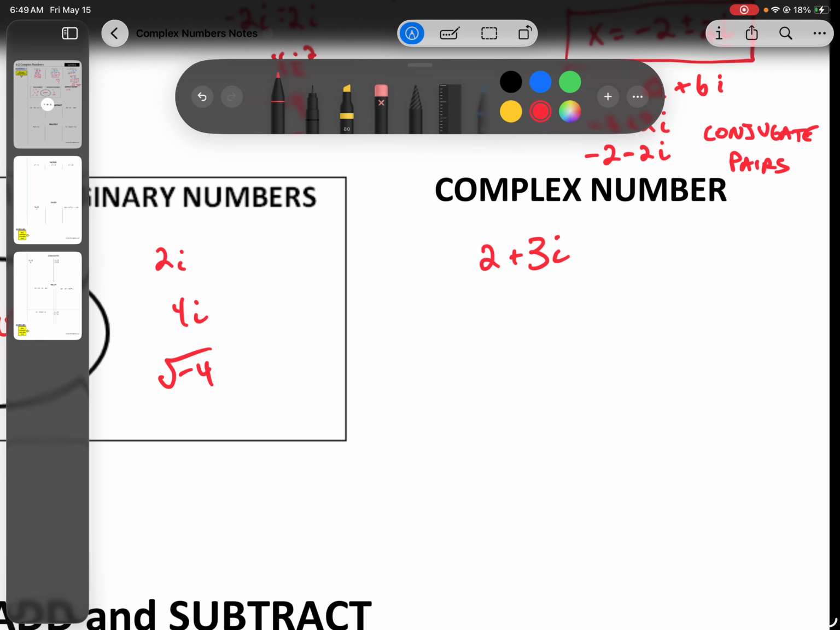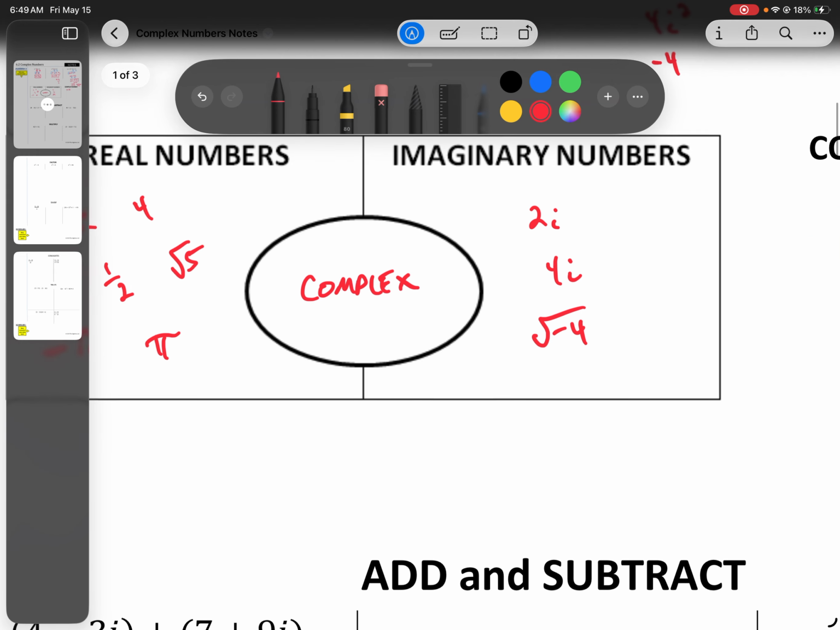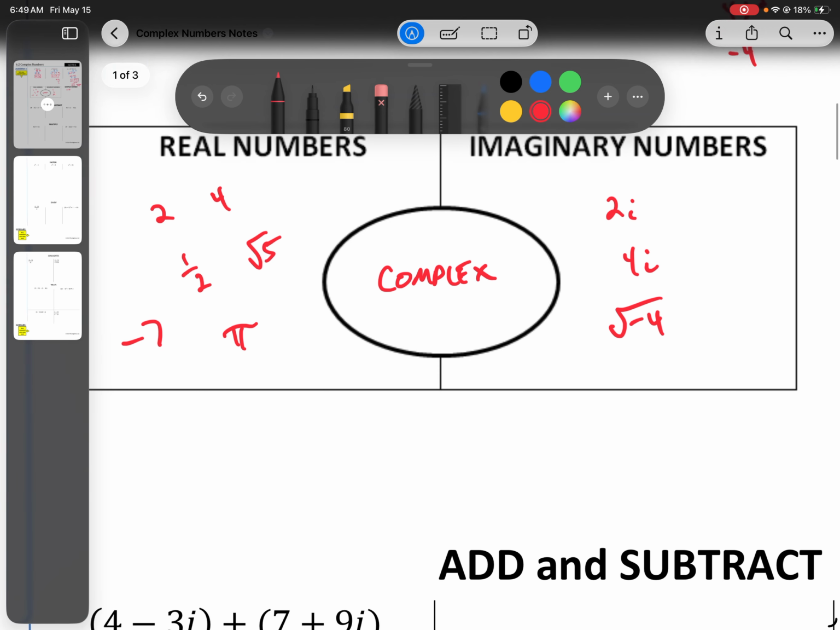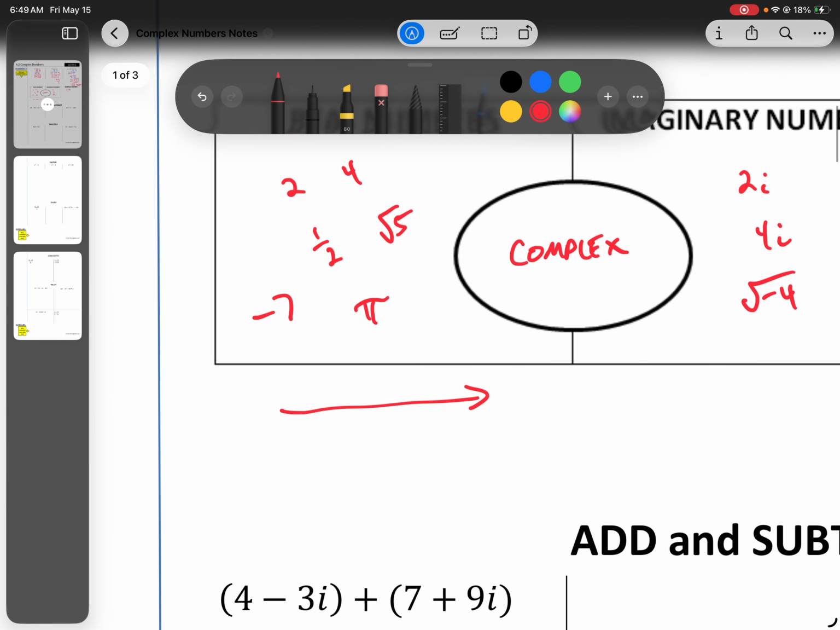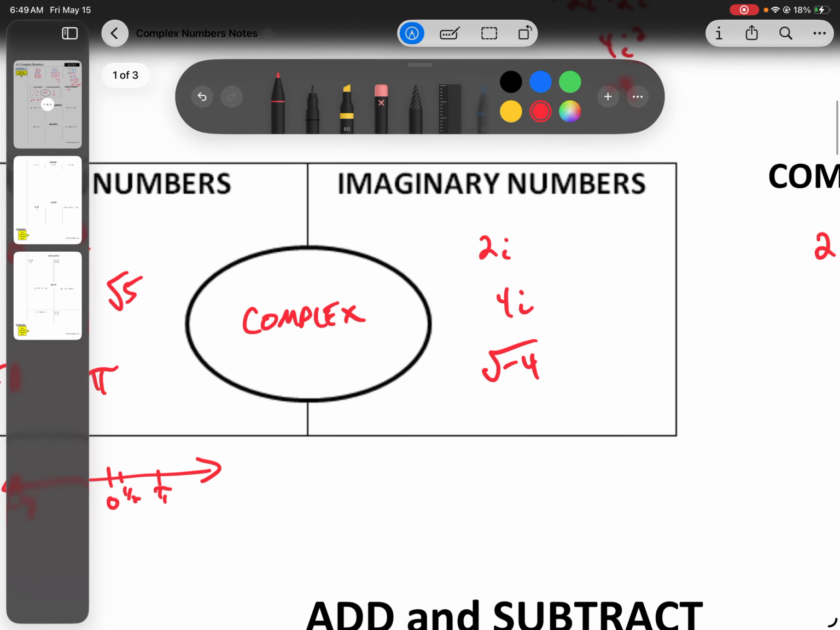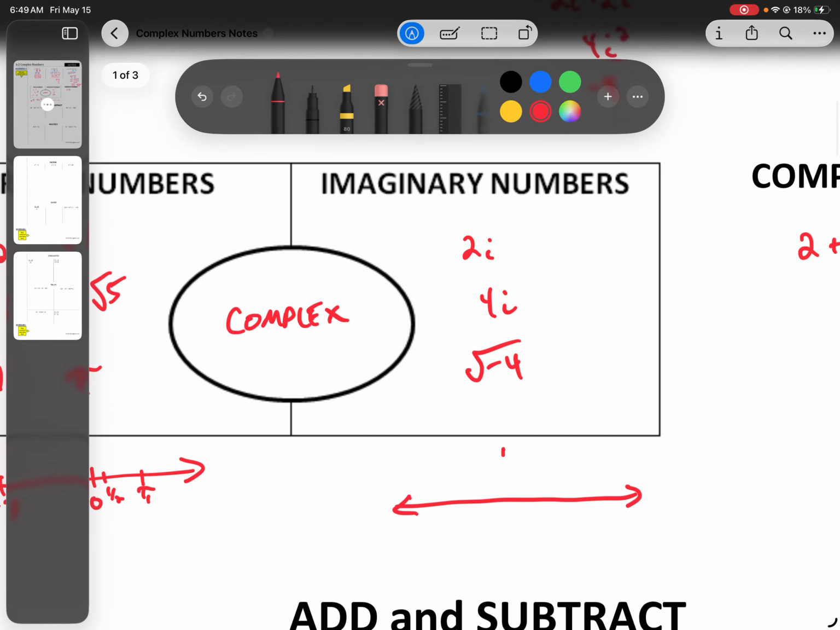And we can even graph these numbers, right? Our real numbers are graphed on a number line. We know that here is 0, so maybe pi is right here. Maybe negative 7's down here. Maybe 1/2 is right here. They all fit on this number line. So imaginary numbers, we can't use a number line. We have to use a number plane. Complex numbers have a real part and an imaginary part.